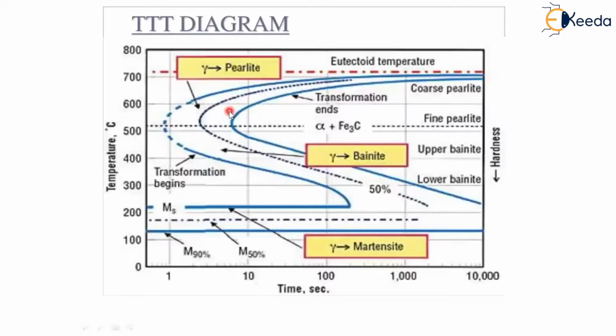Here you can observe the TTT diagram, that is temperature versus time, and this is the transformation. You are observing three lines here. One is the transformation beginning line, the middle line shows 50% transformation, and the end line is the transformation end line. The left extreme position is represented as the nose point.